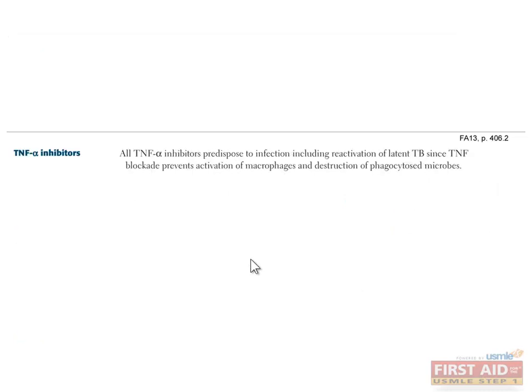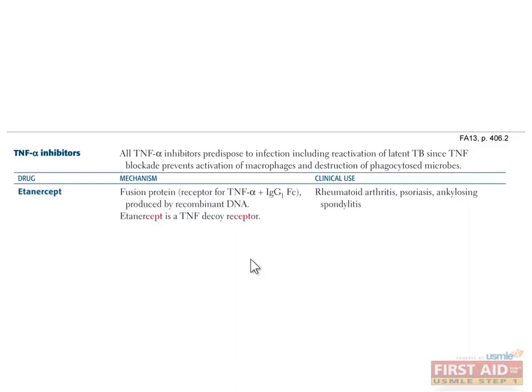The last class we're going to discuss in this chapter is the TNF-alpha inhibitors. There's 3 of them you need to know: etanercept, infliximab, and adalimumab. They all do the same thing, which is block the function of TNF-alpha, but they do it differently.